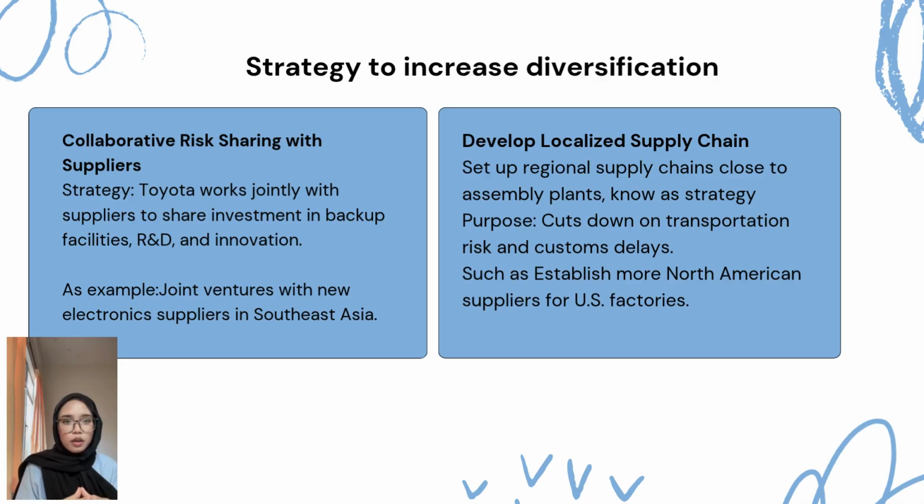The strategy is that Toyota works jointly with suppliers to share investment in backup facilities, R&D and innovation. So for example, if there is a problem with a component that the supplier makes, it is easy to tell Toyota and start the R&D process, because the supplier informs Toyota directly, and if Toyota sees a problem with the component, it tells the supplier directly. So R&D is faster, the time to inform is shorter, and settling the problem is easier. For example, Toyota joint ventures with new electronic suppliers in Southeast Asia.